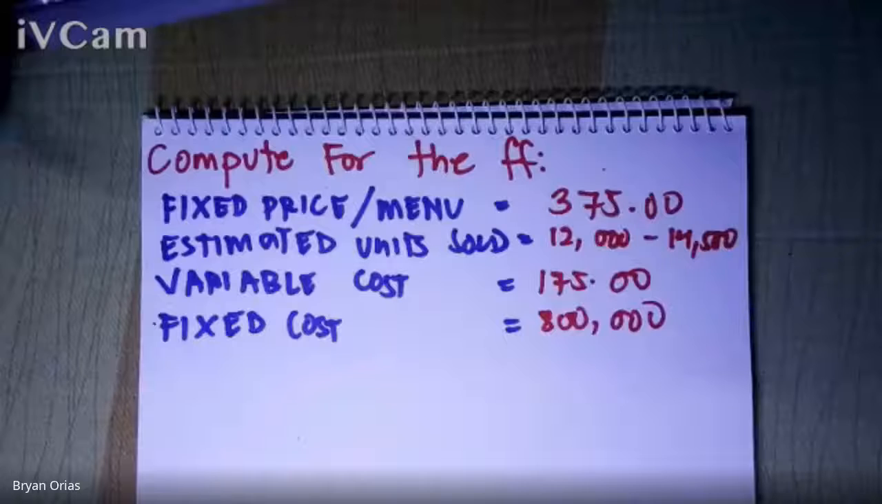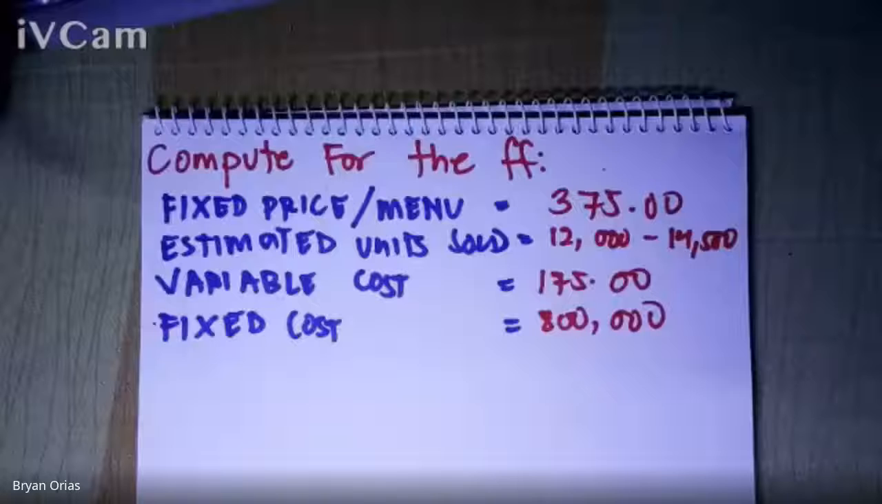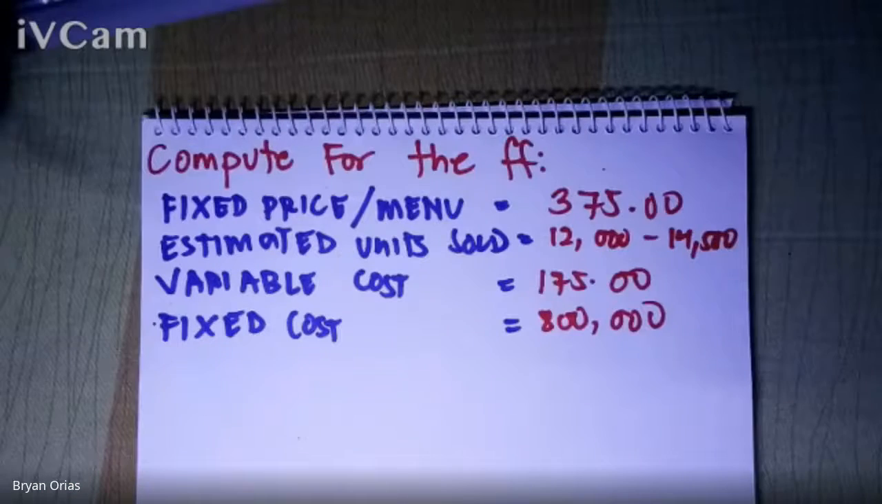Yung ano po, saan po simula? Sa sales revenue po, 4,500,000 po. That's for 12,000 units. Opo, for 14,500 units, 5,437,500. Okay, that's correct. Tama.